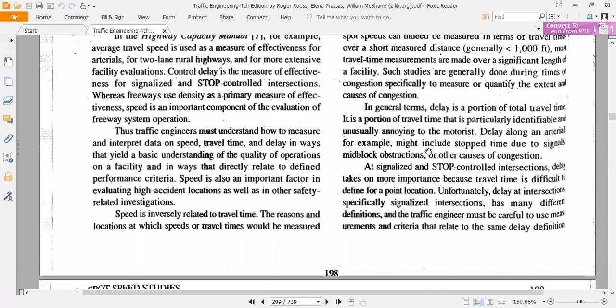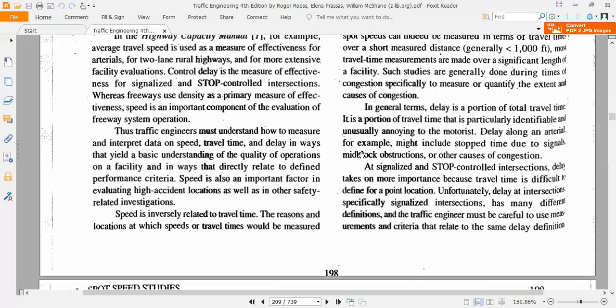For example, delay along an arterial might include stop time due to signals. In free flow conditions, there are signals on an arterial road, and repeatedly the drivers get a signal there. So they feel annoyed. So this is what you mean by delay.